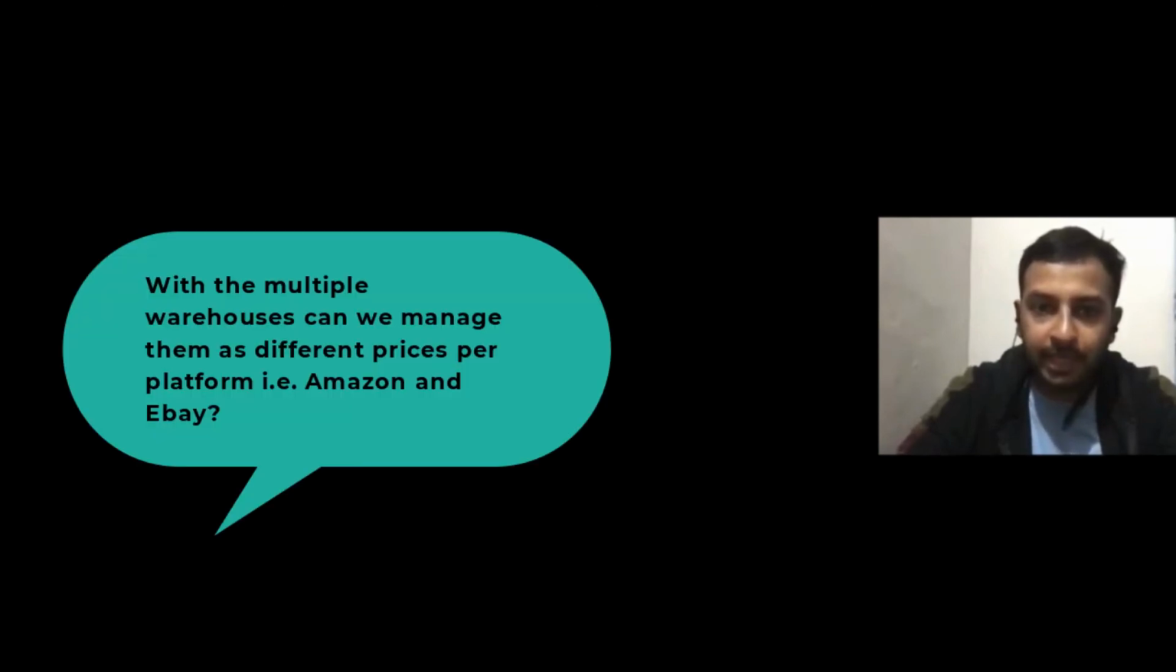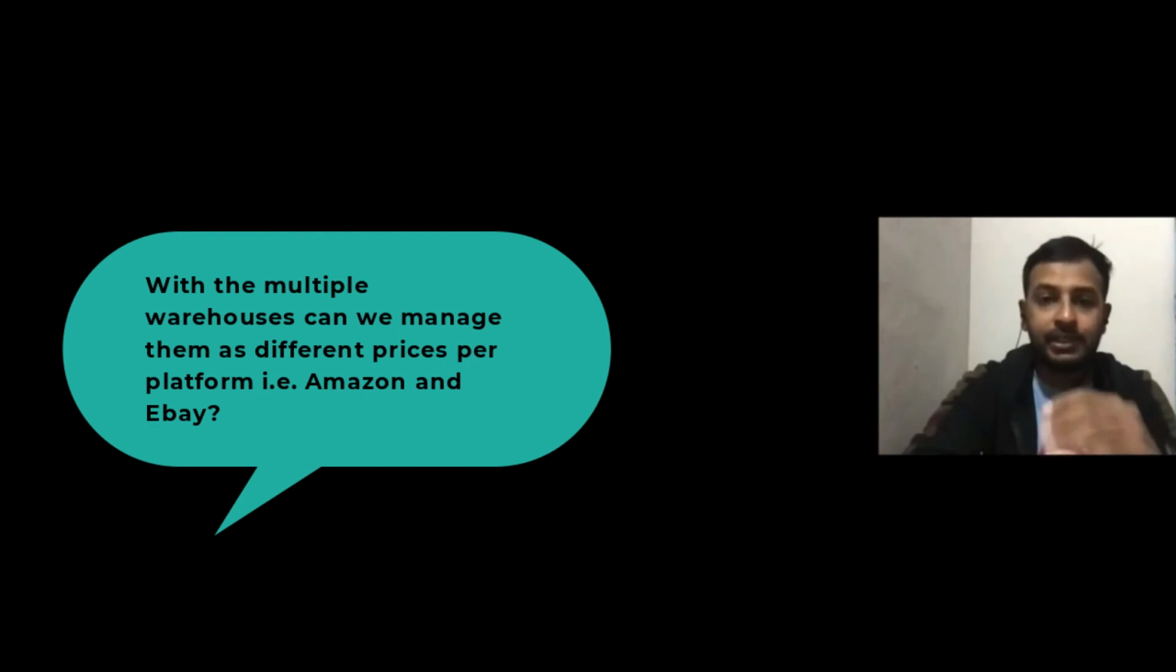So Shane also has a question. With the multiple warehouses, can we manage them as different prices per platform, that is Amazon and eBay? Of course, Shane. So if you might have noticed in the presentation, Amazon had a particular pricing which was brought in along with the listing. That is unconfirmed item. So when we brought it inside, we just clicked on the update option, and we just updated the pricing as per how I need inside my Zoho Inventory account.